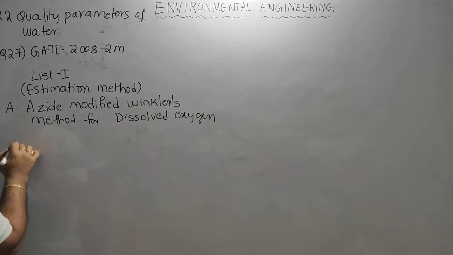This is first one. Next one is dichromate method for chemical oxygen demand.